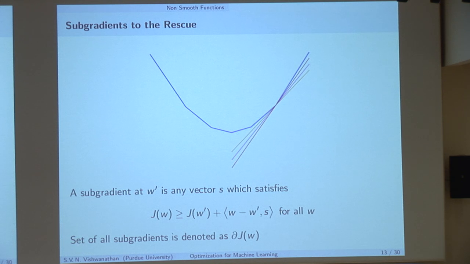Is it intentional that the function is piecewise linear? No, it's just easy to plot. I'm just lazy enough to not do anything else. Yeah. Other questions?